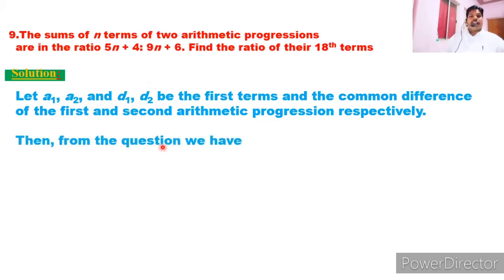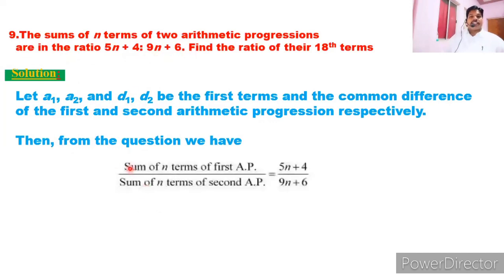From the given question, the sum of n terms of the two arithmetic progressions are in the ratio 5n plus 4 is to 9n plus 6. That means the sum of n terms of the first arithmetic progression divided by the sum of n terms of the second arithmetic progression is equal to 5n plus 4 by 9n plus 6.